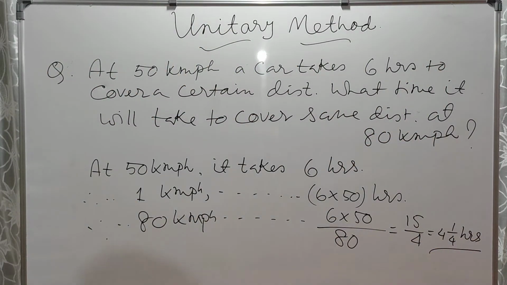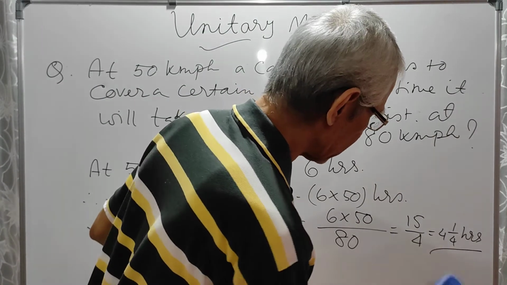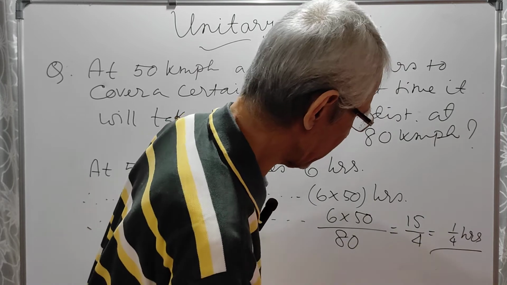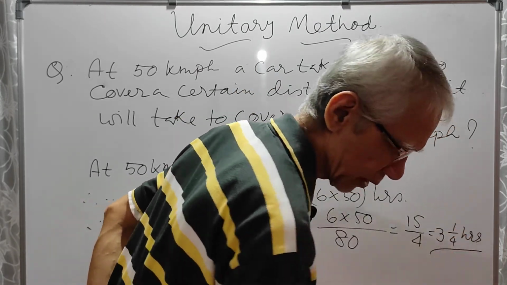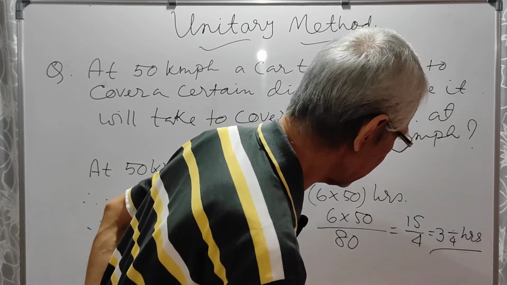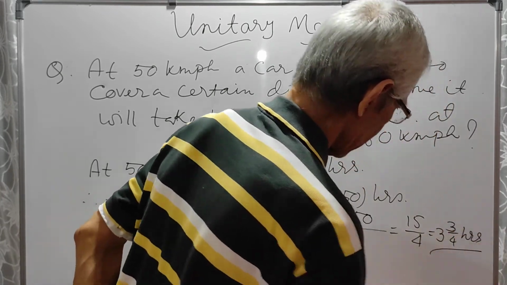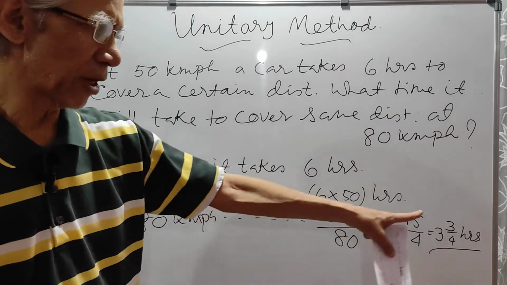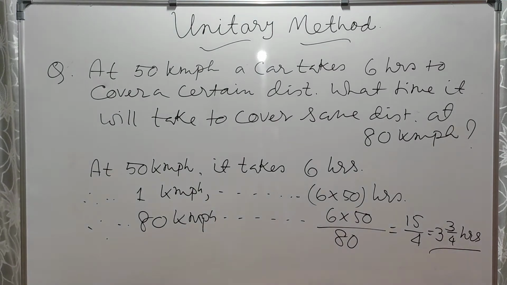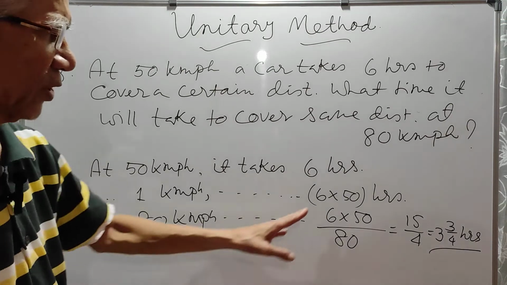15 by 4. So 4, 1 by 4 hours. 1 minute. 15 by 4. So, sorry, not 4. It will be 3, I think, no? Yes, yes. So not 1 again. Sorry. It is 3. So 15 by 4, yes. Now you can convert to decimal or you can convert to hour and minute. So 3 by 4 means 3.75. 3.75 hours. So this is the thing.